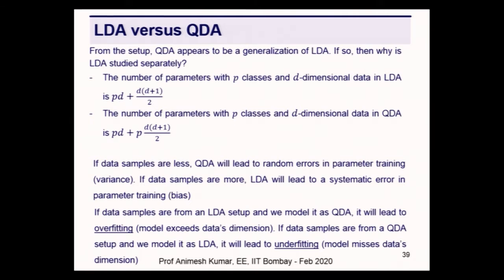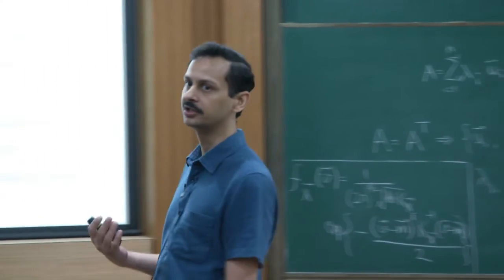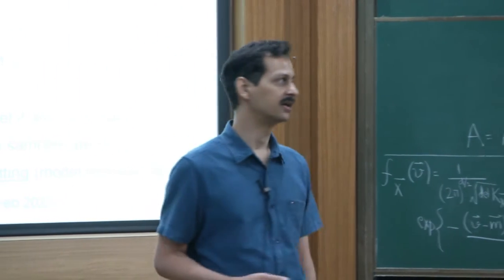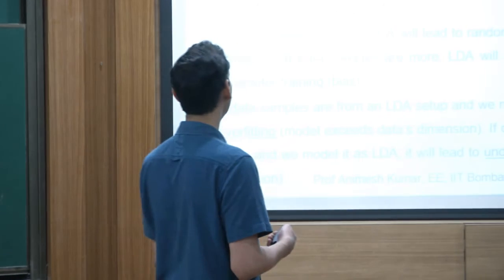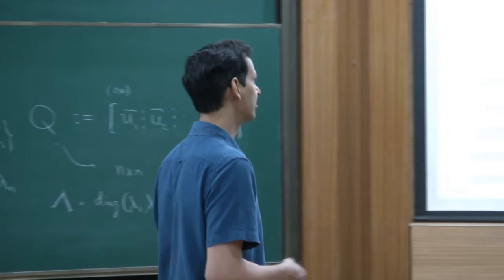So even though QDA appears to be more general, one may ask the question, why are we studying LDA separately? Why not just begin with QDA and finish it off? And the answer is you have to keep track of how many parameters we are learning here. And that's where the core argument is.